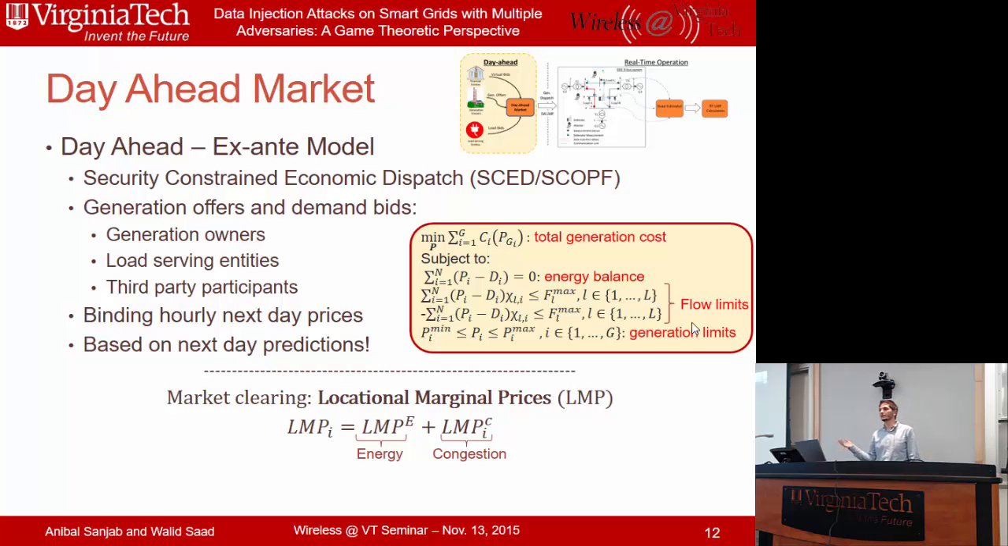Same for a load-serving entity. They predict how much load they need to meet on the next day. So it's all based on prediction. And how does the market operator or the independent system operator clear that market?